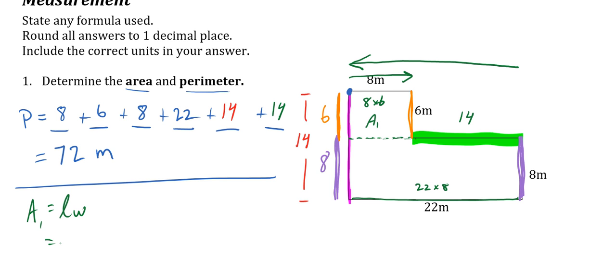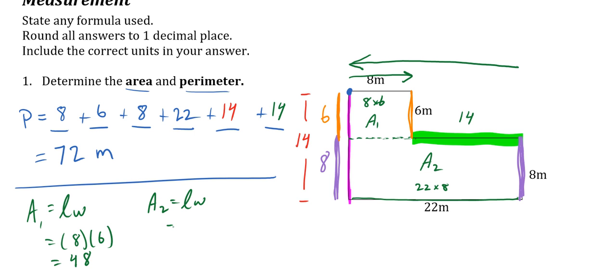For area, we always use formulas. So we usually try to write the formula down before we use it. Perimeter, we don't use formulas, but area we do. So length times width, so that's 8 times 6, which is 48. Use your calculator.